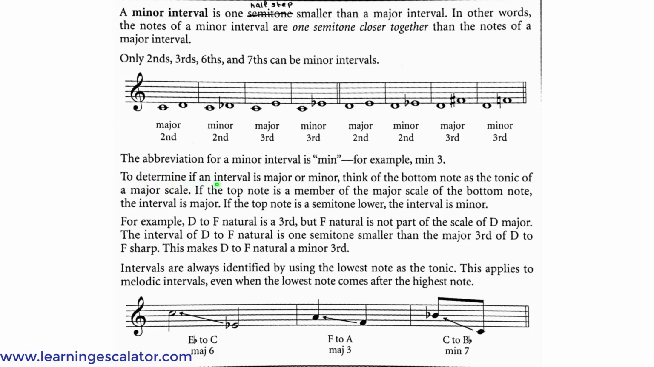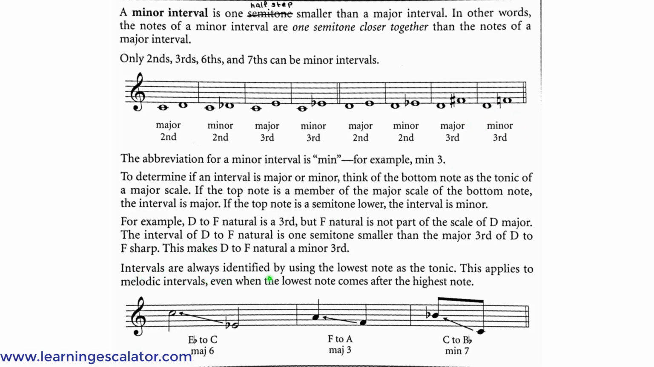To determine if an interval is major or minor, think of the bottom note as the tonic of a major scale. If the top note is a member of the major scale of the bottom note, the interval is major. If the top note is a semitone, a half step, lower, the interval is minor. For example, D to F natural is a third, but F natural is not part of the scale of D major. F sharp is, but not F. So the interval of D to F natural is 1/2 step smaller than the major third from D to F sharp. So that means D to F is a minor third.